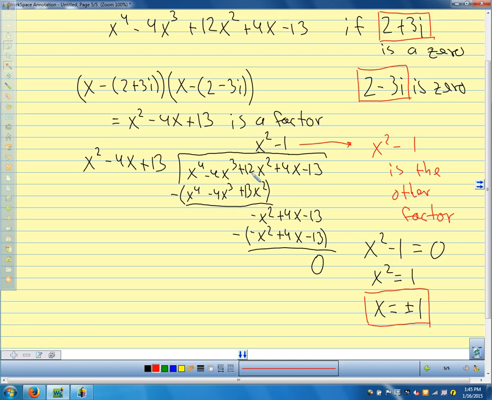So Matthew's question is, why couldn't we just do long division? We'd have to do long division by x minus 2 plus 3i. So we would have, instead of this, x minus 2 plus 3i. So we have those imaginary numbers in our long division. You could do it, but it would get kind of messy. It is possible to do. And then you would have to do the long division by the other factor to get us down to a quadratic. You'd have to do it twice to get from the fourth degree to the second degree. But it would work.